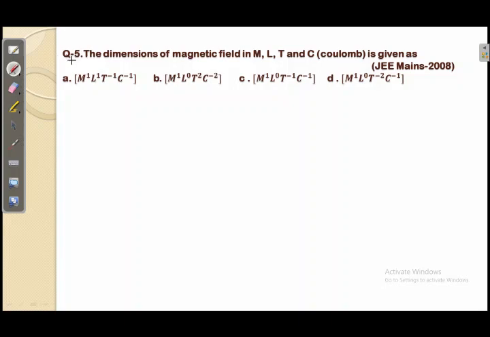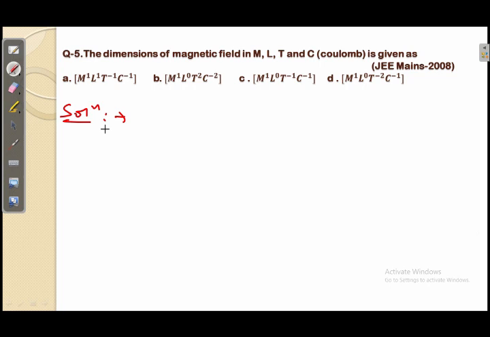The next question is question number 5. The dimensions of magnetic field in M, L, T and C, where C is nothing but the dimension of the charge, that is Coulomb, is given as. They have given 4 options, and this question was asked in JEE Mains 2008. I will directly come to the solution part.